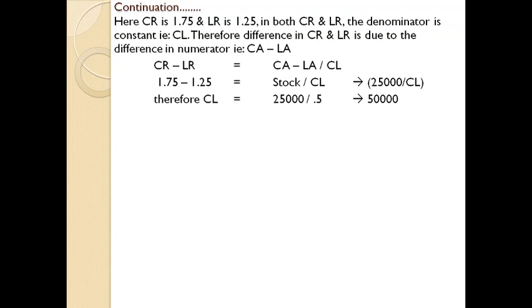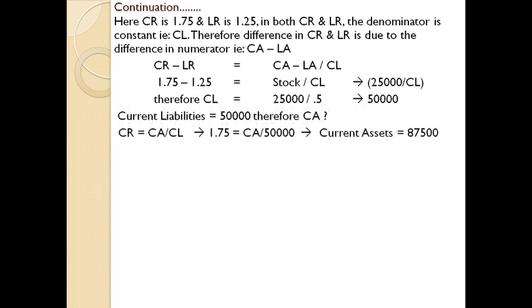Now we have the value of current liability. Let's substitute that value of current liability in the current ratio, and you will get current assets. So current ratio equals current assets divided by current liability, where the current ratio we know is 1.75, equal to current assets divided by 50,000. You will get current assets of 87,500. Now we have current assets and current liabilities.